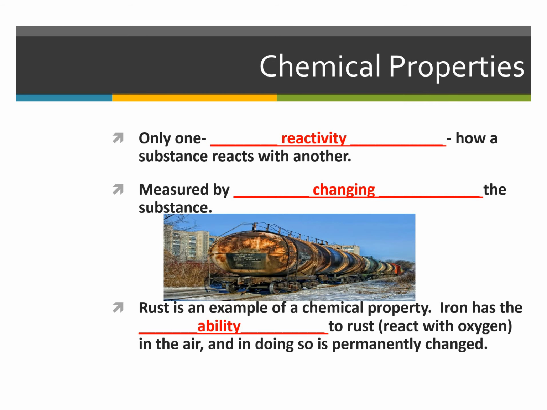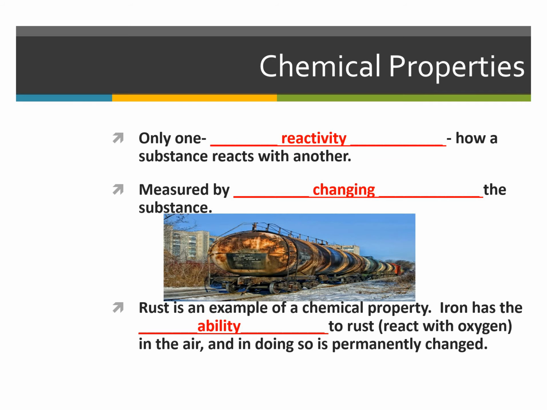Now we're going to move on to chemical properties. For chemical properties, there's only one chemical property. That's reactivity. And reactivity is how a substance reacts with another. In order to measure a chemical property, we do that by changing the substance.